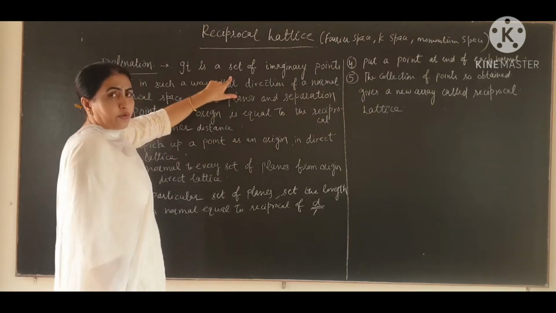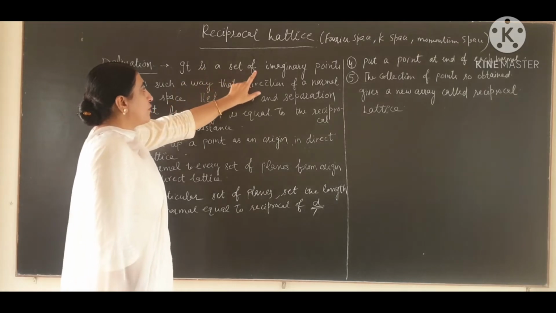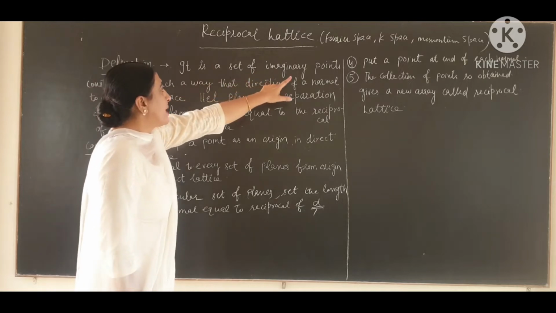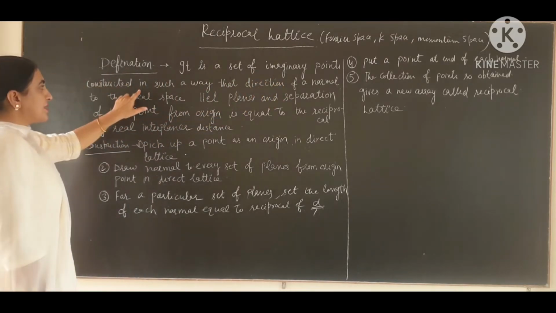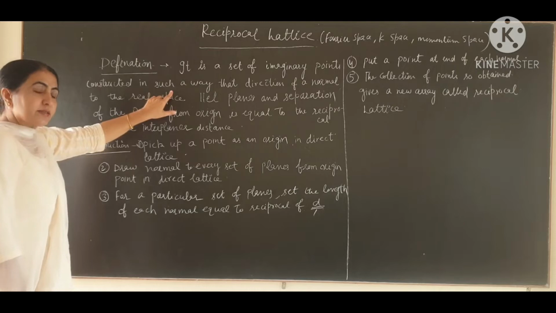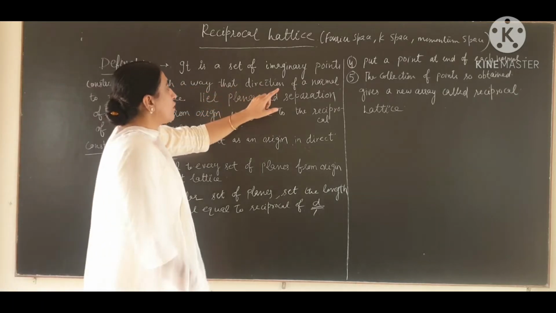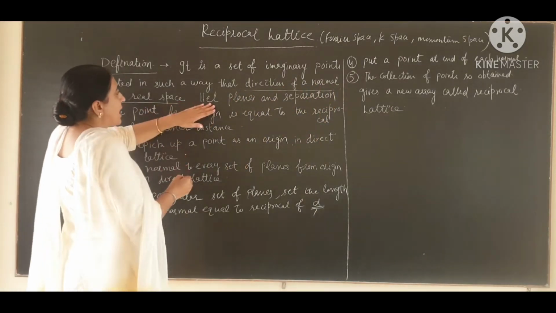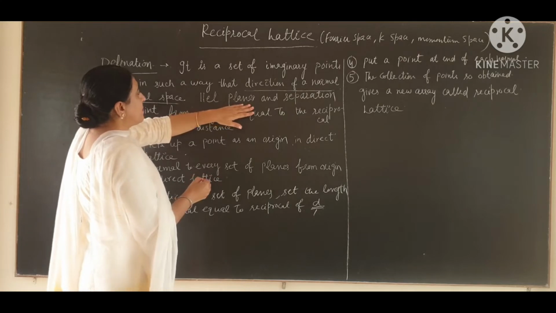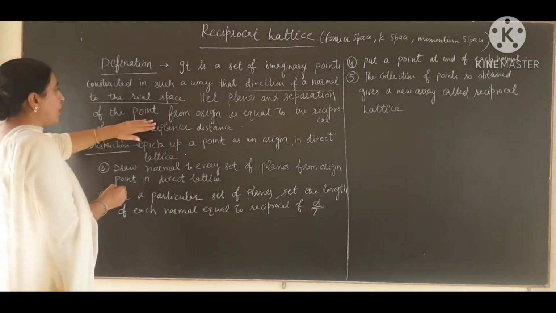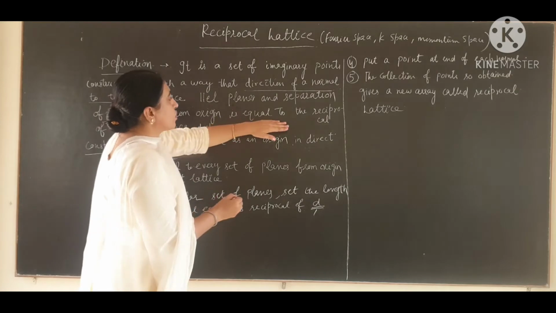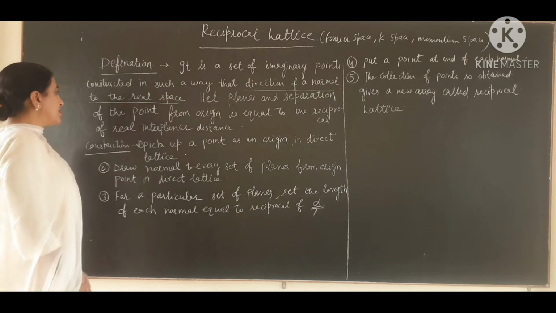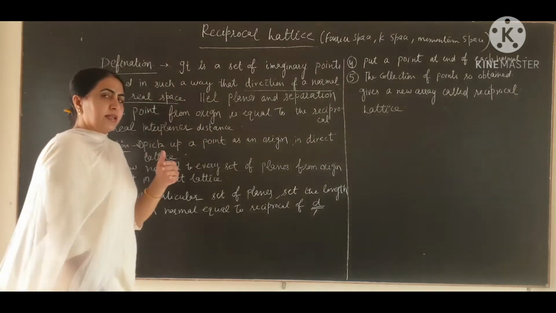It is a set of, write down, it is a set of imaginary points. I will tell you each and everything. It is a set of imaginary points constructed in such a way that the direction of the normal to the real space parallel planes, and the separation of the point from the origin, is equal to the reciprocal of the real interplanar distance. Real interplanar distance means in a direct lattice.